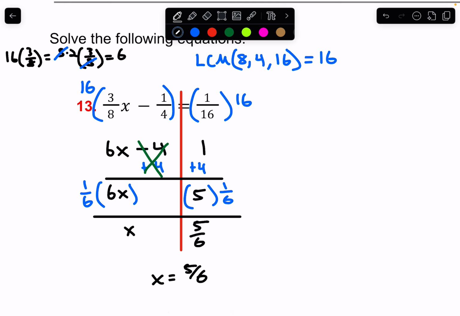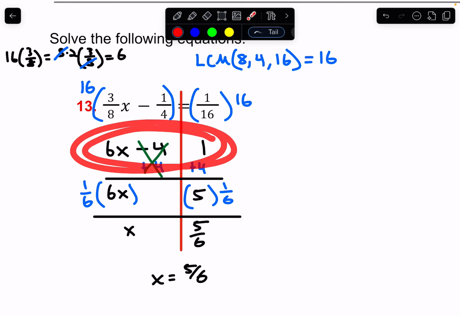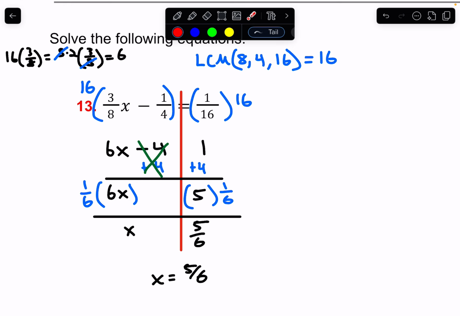Okay, so the key there was to multiply everything by the least common denominator of the fractions, which was 16. Once you get rid of those fractions, that takes us to this step here, and then it's exactly like the other problems we've solved, nice and easy.